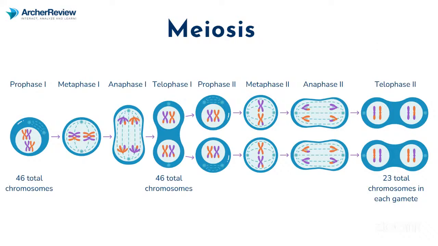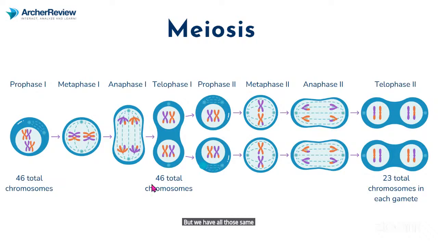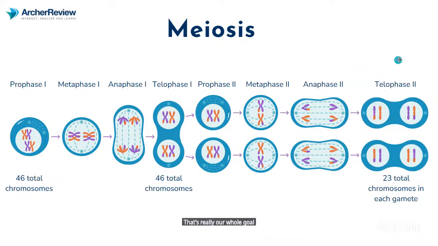People are asking what's the difference between the first one and the second one. Pretty much it's all the same, except for prophase 1, we've got that crossing over process. Crossing over has already occurred here, but we have all those same processes occurring. We just have to get from our 46 chromosome number down to 23. That's really our whole goal of this process.